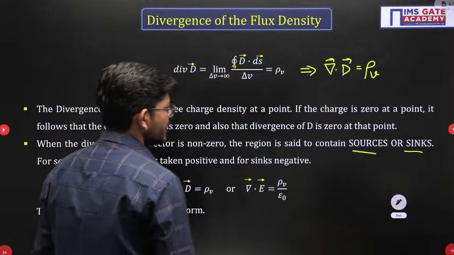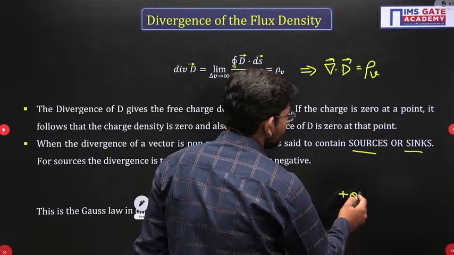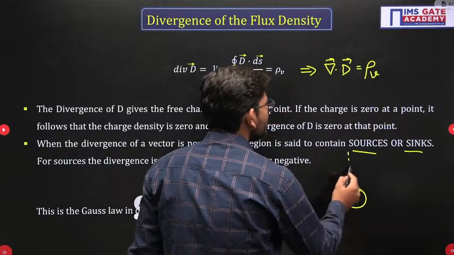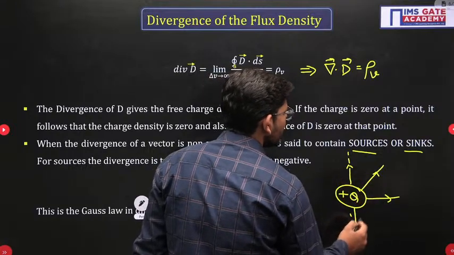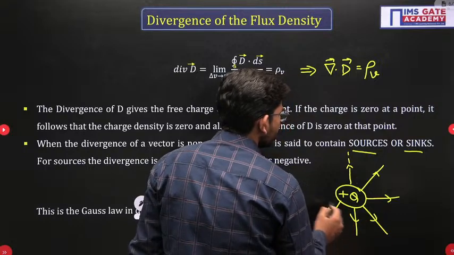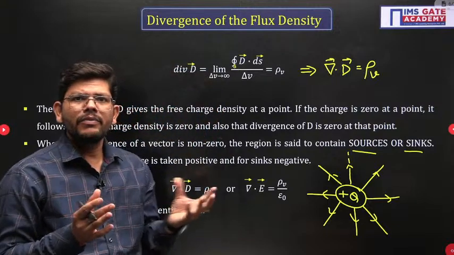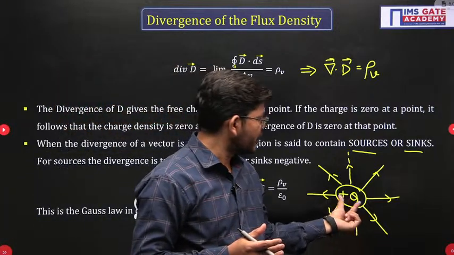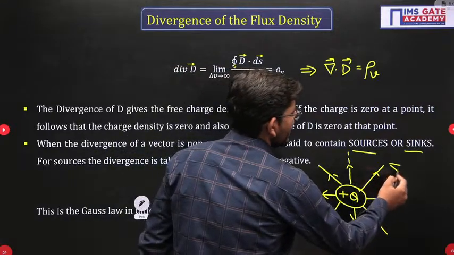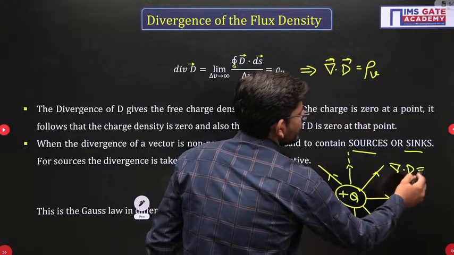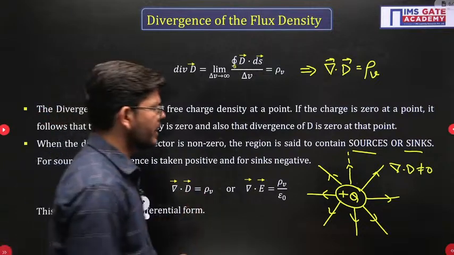For example, just see this example. You know about the positive charge. If suppose we have some positive charge, around this positive charge it appears like this, that we have field lines all around this charge. These field lines appear to be emanating from this point source, plus q. So in this case, we will never have divergence of D equal to 0, because it is acting as a source. The flux emanates from this point source, isn't it?